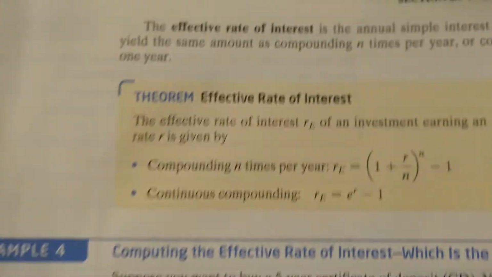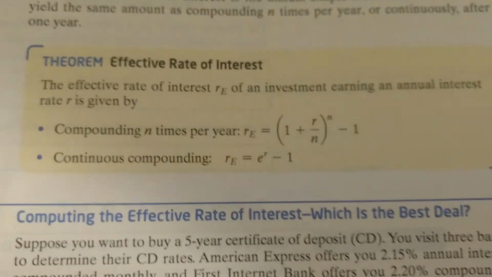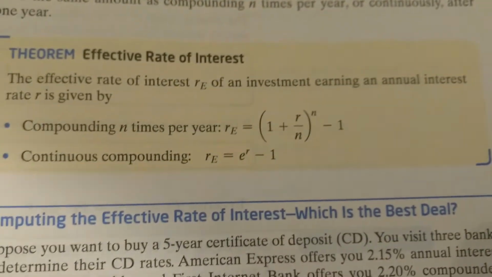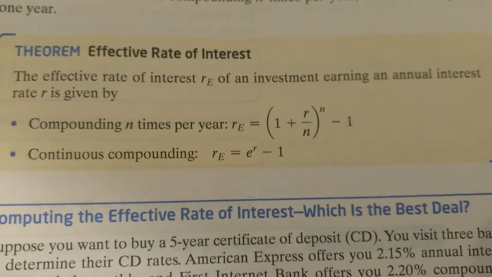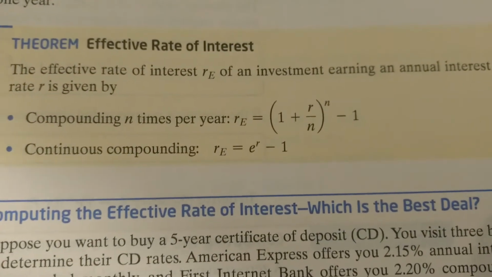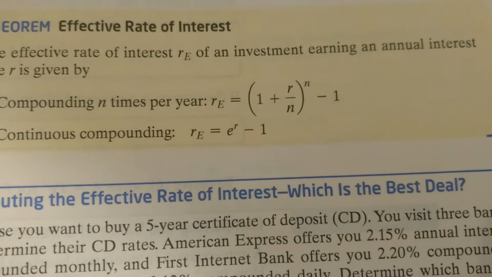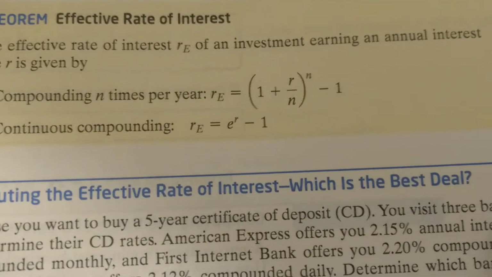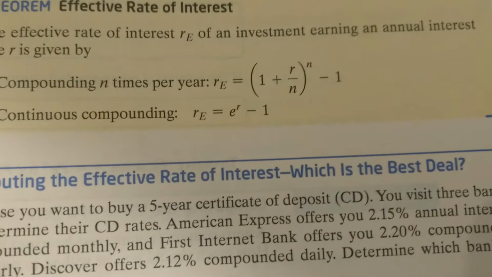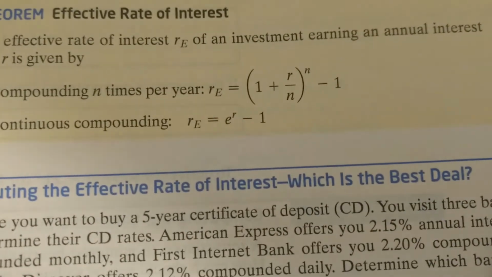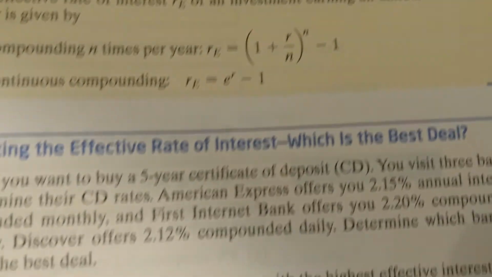There's two more formulas. Effective rate of interest. The effective rate of interest, which is R sub E, of an investment earning an annual interest rate R is given by. And really, these formulas deal with that base e, especially continuous compounding. It's a matter of just knowing the formulas and how to use them.